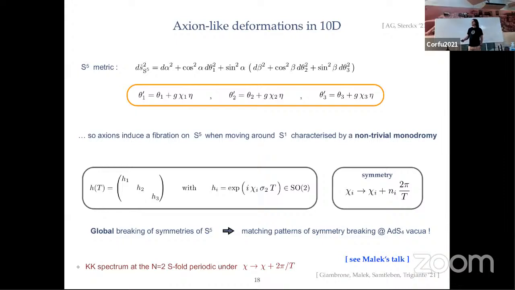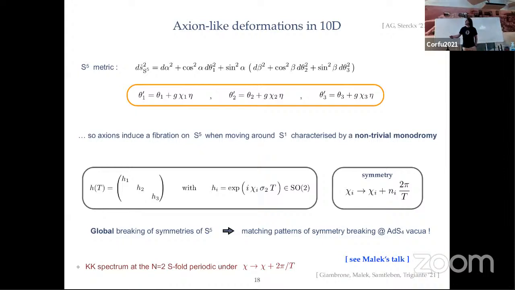You can see that the monodromy consists of three pieces, each of them being an SO(2) piece associated to one of the axions. And then from this higher-dimensional perspective, for the fibration to be globally well-defined when you move around the S1 is from where you see that these chi parameters must be compact. So there is a symmetry that allows you to shift them by a quantity 2π over T in order to have this fibration well-defined globally. And what is interesting is that the breaking of these global symmetries on the five-sphere matches perfectly the different patterns of monodromies you can have, depending on whether the chi fields are all zero, all equal, equal pairwise.